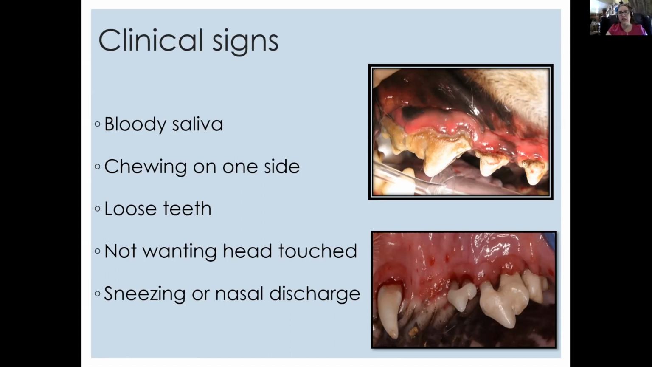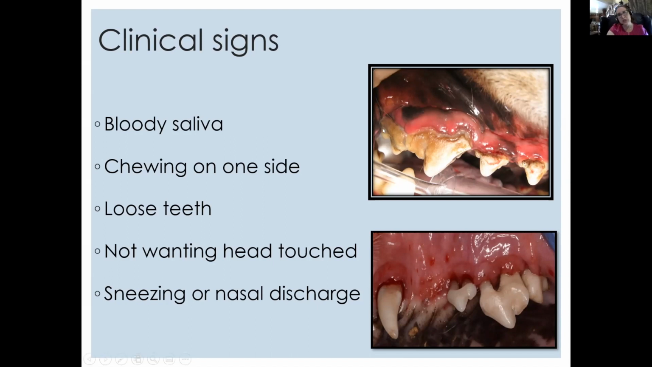Extreme signs of advanced periodontal disease can also be sneezing or nasal discharge, and that's usually because the disease has progressed so far that there's bone loss enough to cause a communication between the mouth and the nasal cavity. So sometimes they will sneeze food chunks out of their nose, or they'll have some chronic nasal drainage or discharge associated with it.